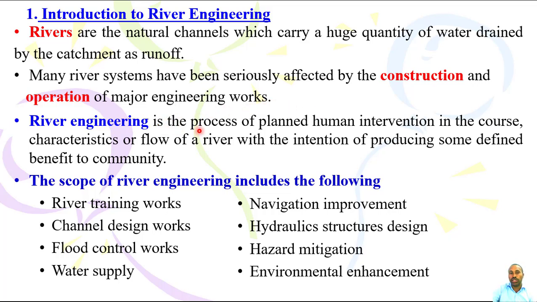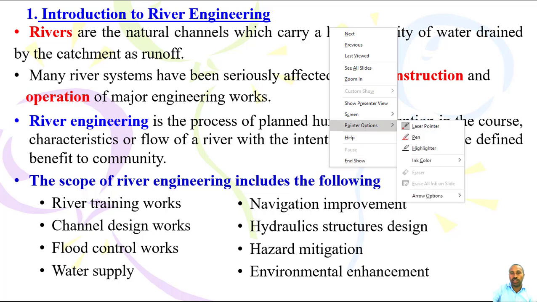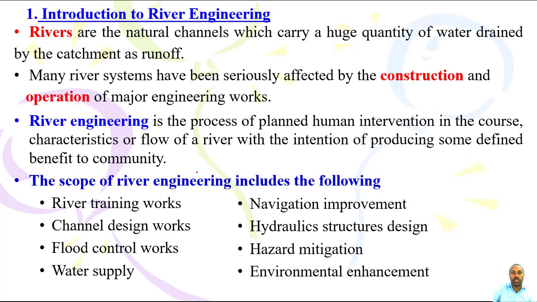River engineering is just the process of planned human interventions in the course, characteristics, or flow of a river with the intention of producing some defined benefit to the community, maybe for agriculture, hydropower, flood control, or sometimes water supply. So this is just a human intervention structure. So we will just see.